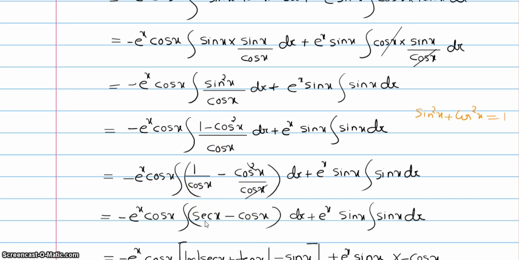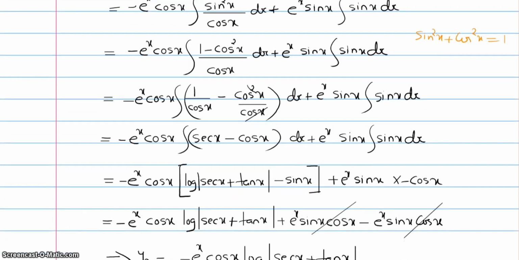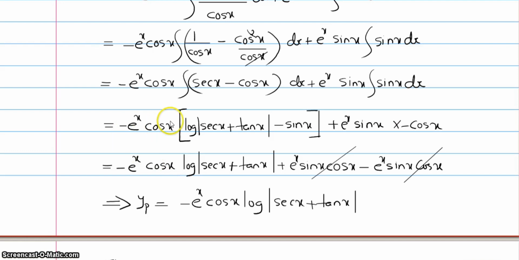We have formulas for the integral of sec x and cos x, so we can directly integrate all these terms. So we get integral sec x is log sec x plus tan x, integral cos x is sin x, also integral sin x is minus cos x, and expanding these brackets, some of the terms will cancel, and the particular integral is minus e raised to x into cos x into log of sec x plus tan x.